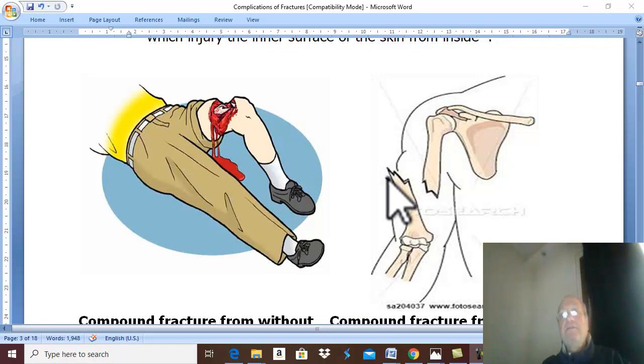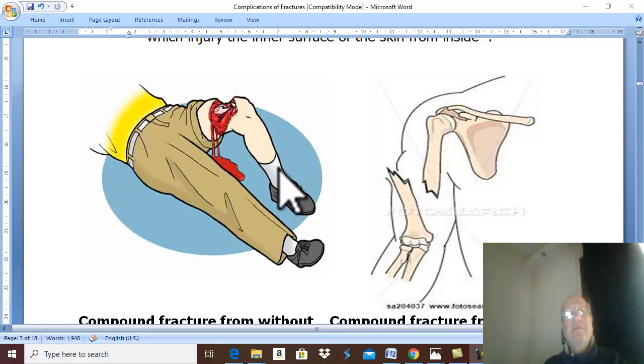What is the pathology of this condition? The commonest site for compound fracture is any subcutaneous bone, because if any subcutaneous bone receives any trauma, usually there is a skin injury with a fracture, leading to compound fracture. What are the commonest bones to be affected?